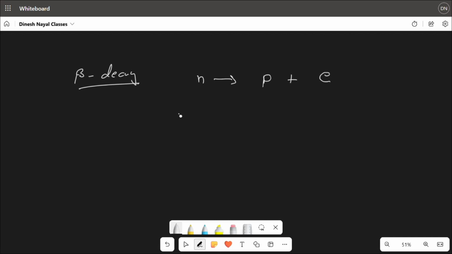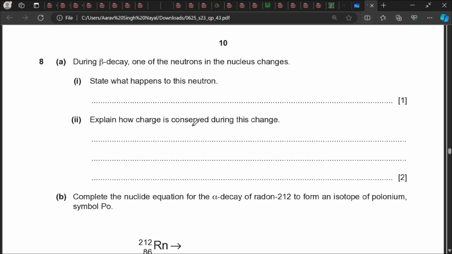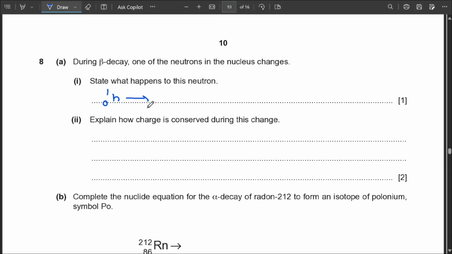So this neutron will give you, first I'm writing the electron. Electron is actually this beta particle only, 0 minus 1, because the mass of electron is 0 and the charge is minus 1. This beta particle is basically an electron, and one proton, which has one mass and one charge. So the neutron is converted to a beta particle 0 minus 1 and a proton 1 1.